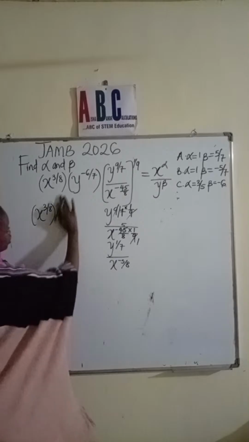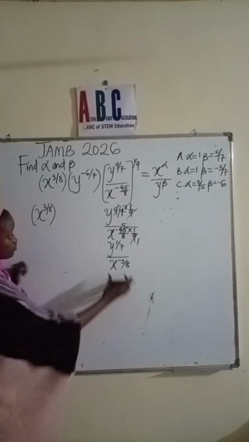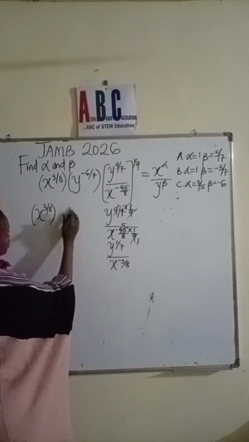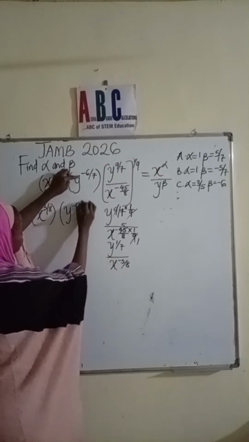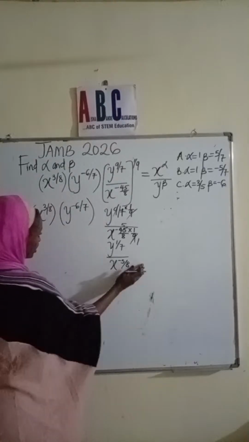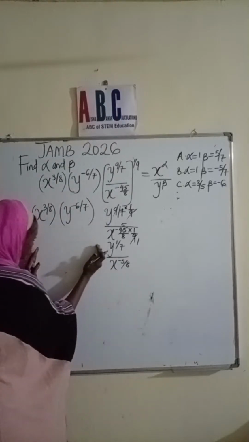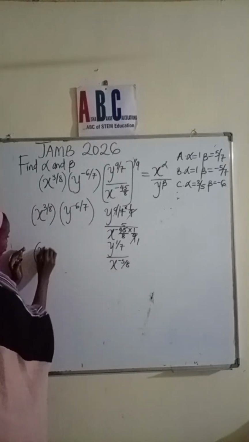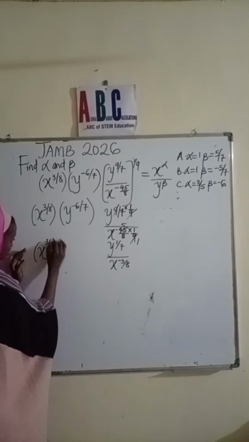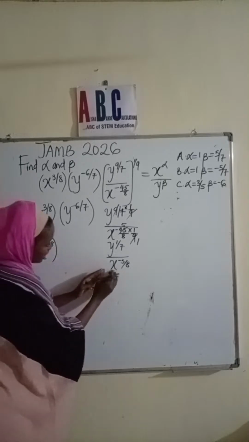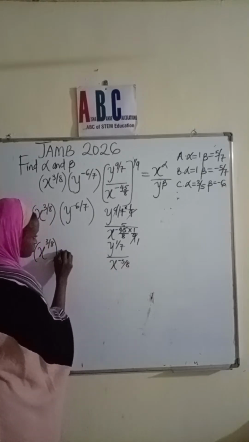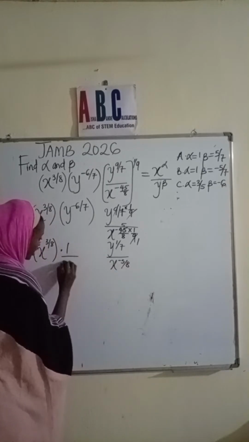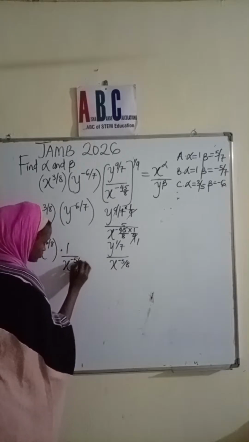Because we have to let the viewers understand what you're doing. Wait, let me just do this like this so that it will align. I want it all to align. So now we are on this line. So this is now x to the power of 3 over 8. Yes, so now this x to the power of minus 5 over 8 is the same thing as saying 1 over x to the power of minus 5 over 8, right?